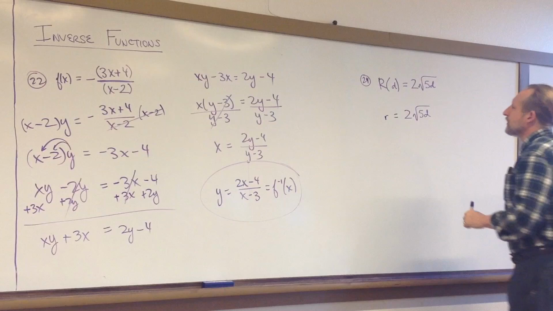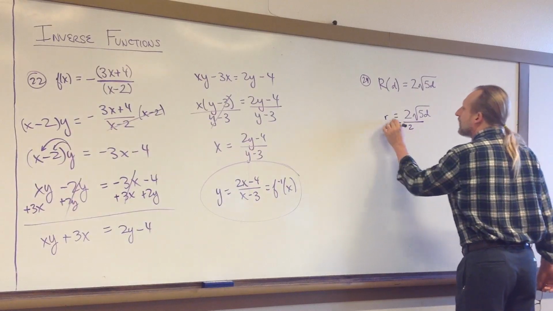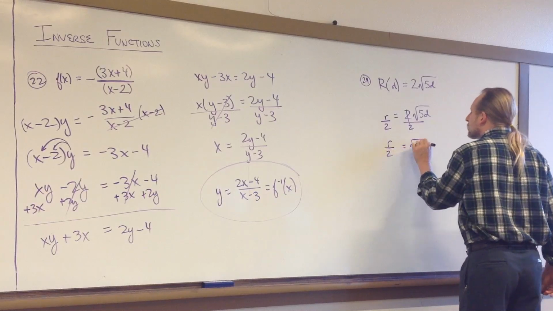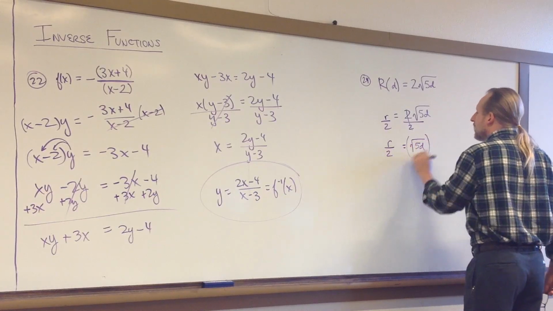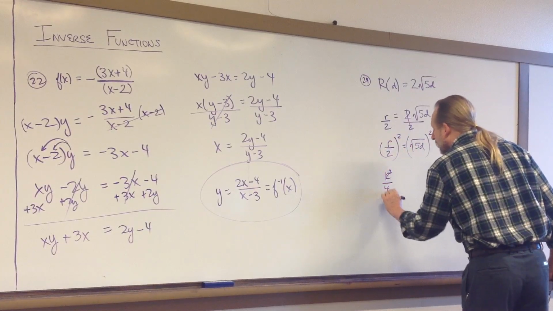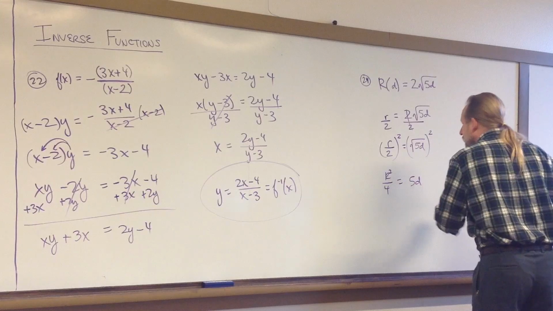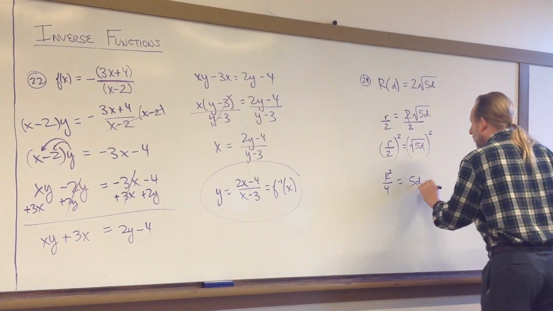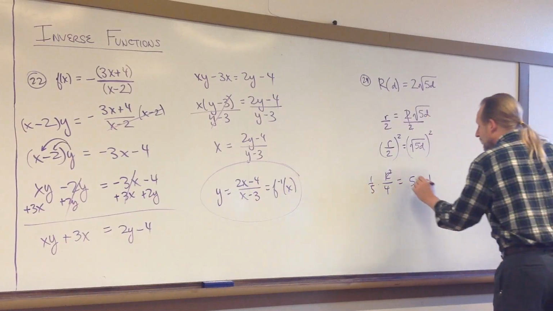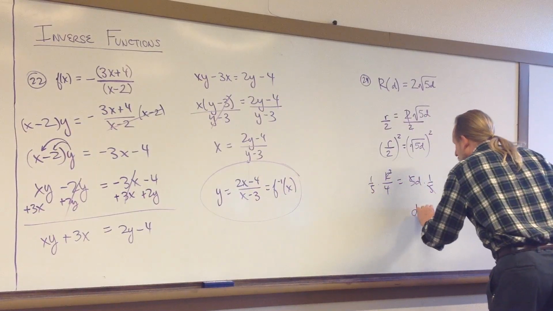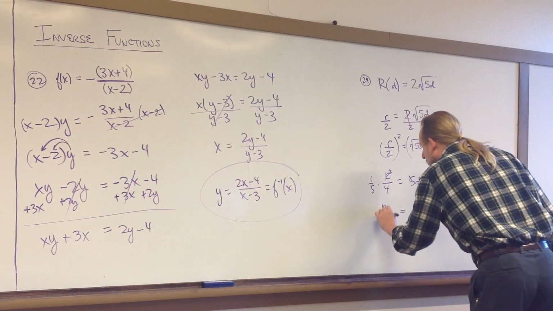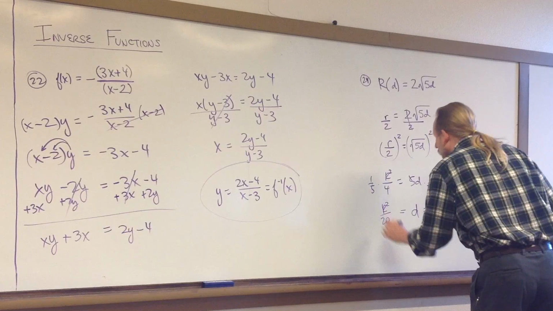Okay, and so let's see. To start out with, let's divide on both sides by 2. r over 2 equals the square root of 5d. Then we'll square both sides. This will be r squared over 4 equals 5d. And then I'll multiply by 1/5 since I've already got a denominator over here. Those 5's cancel. There's our d. And then our function is r squared over 20.